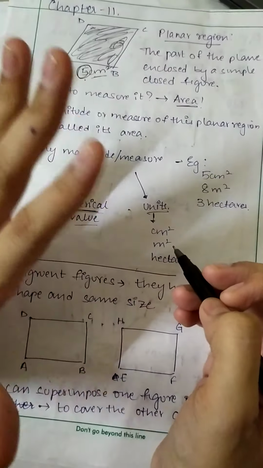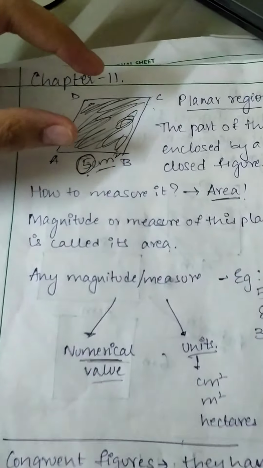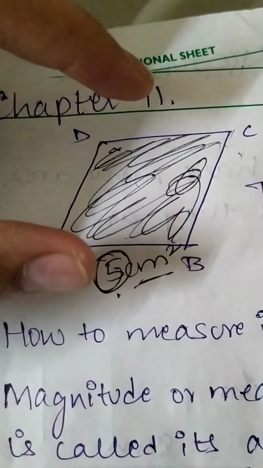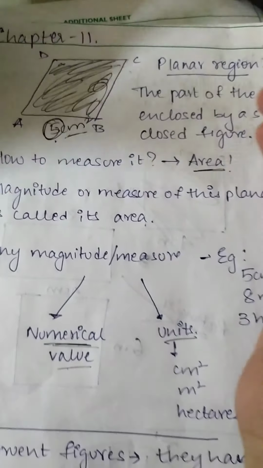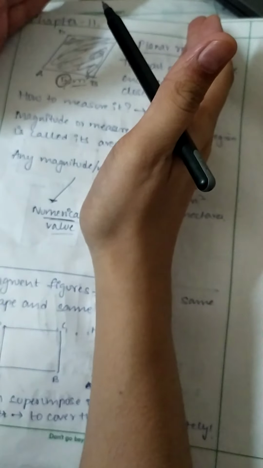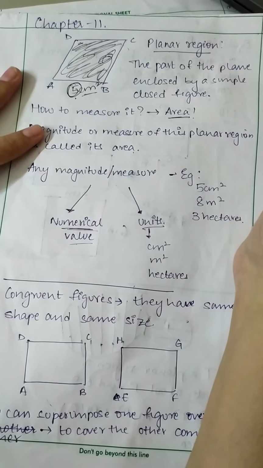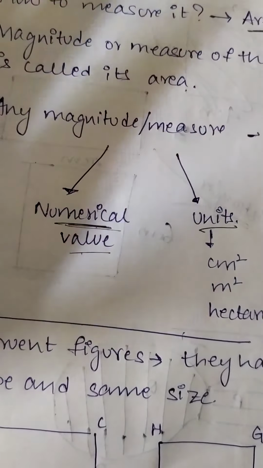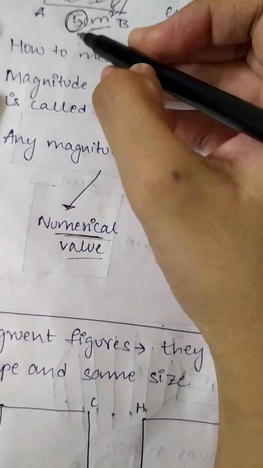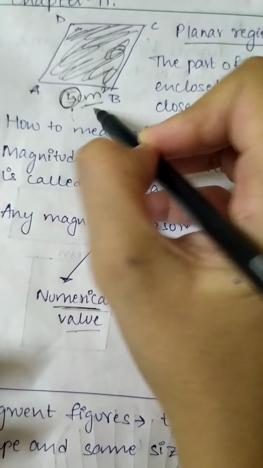But the basic point here is there's a whole big plane. There's a small region that is being covered by a simple closed figure in this plane. That small region is what we call a planar region. And the space that this planar region is occupying in the whole plane is called area. Area has two parts: a numerical value and units. For example, 5 centimeters square. Here 5 is the numerical value and centimeter square is the units.